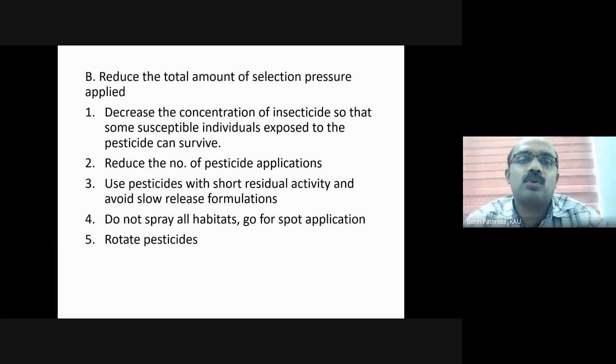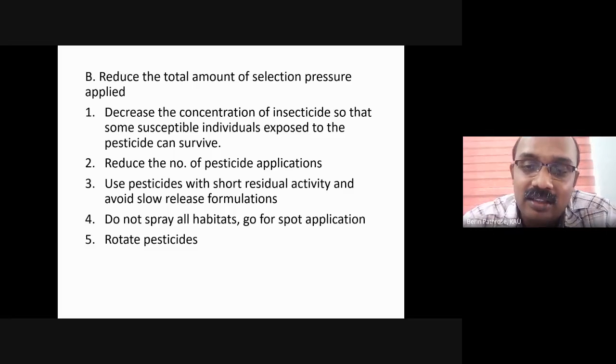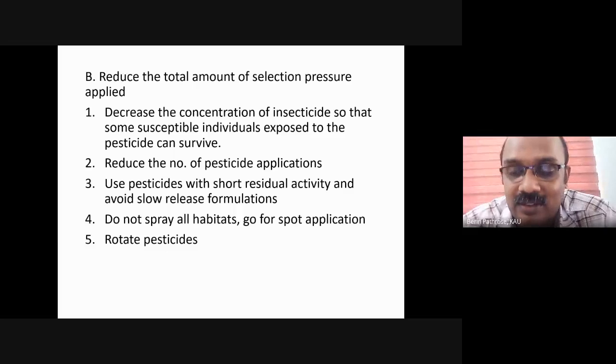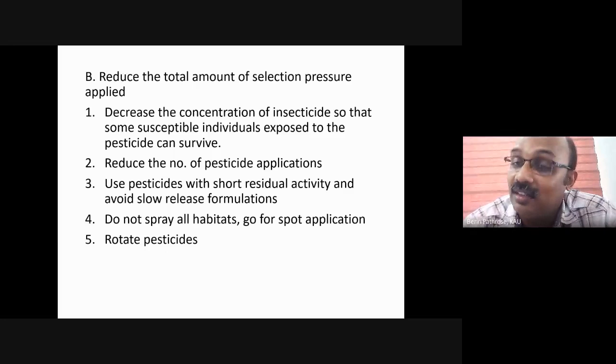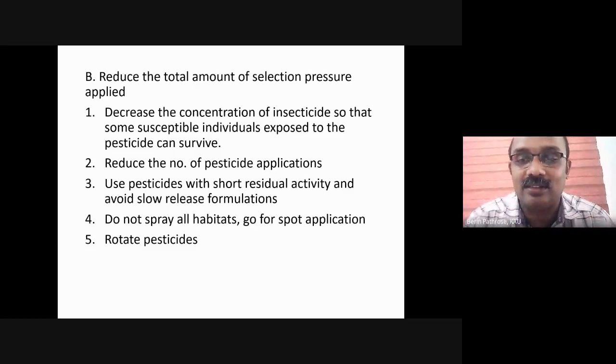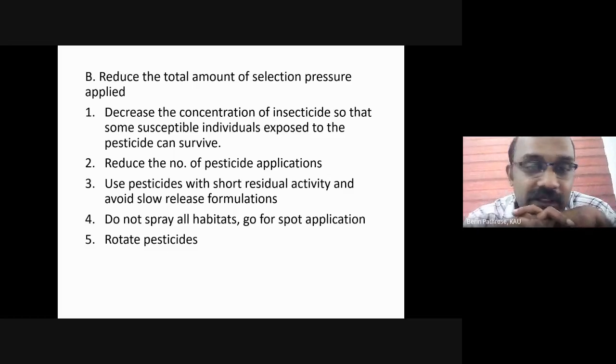And reduce the total amount of selection pressure. That means reduce the intensity of selection. So the first thing we can do is reduce the concentration of pesticide which we are using. The idea behind reduction of pesticide dose is to help the survival of some susceptible individuals. If you reduce the dose, some susceptible individuals will survive, and these will mate with the resistant individuals, and the resistance development can be slowed down. But this strategy practically doesn't hold in a field situation.